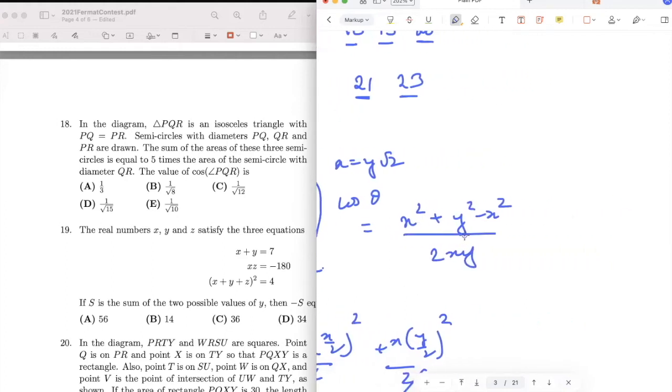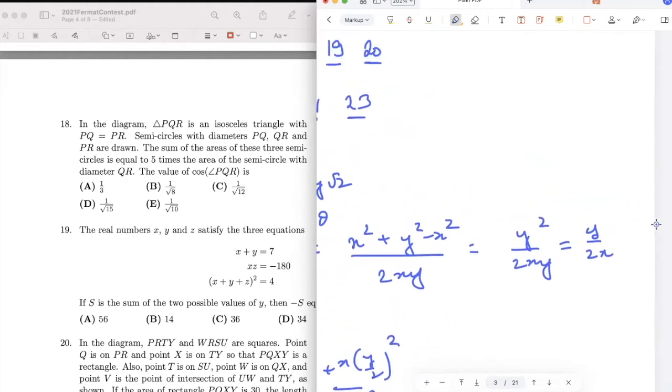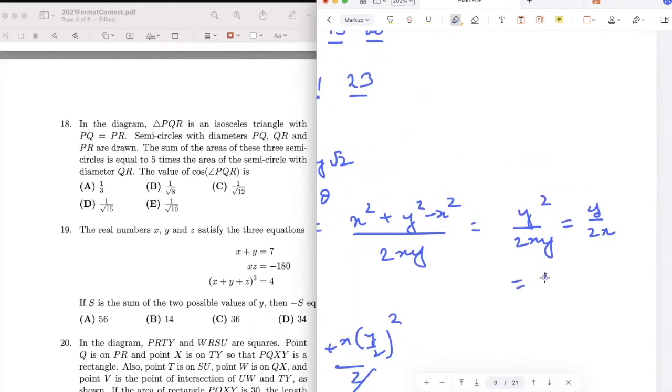So that would be y square over 2xy. So that's y over 2x. When x is y root 2, that would be y over 2y root 2. So 1 by 2 root 2, which is 1 by root 8. So option B.